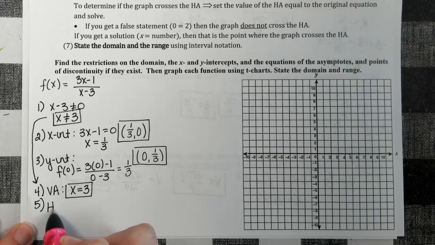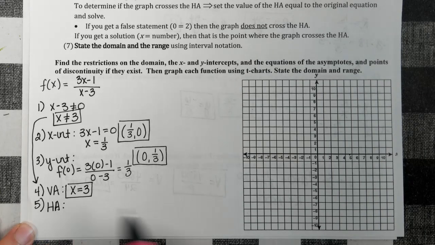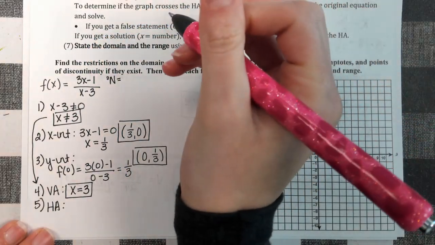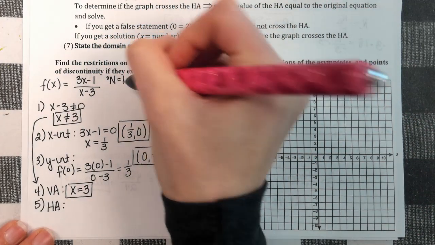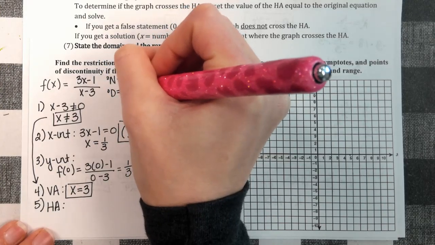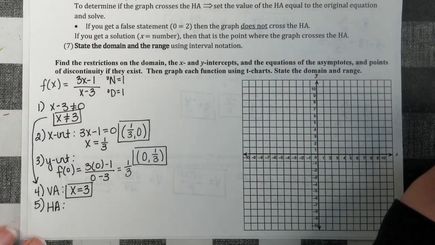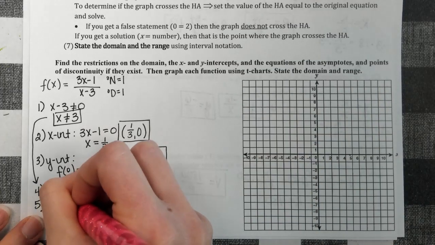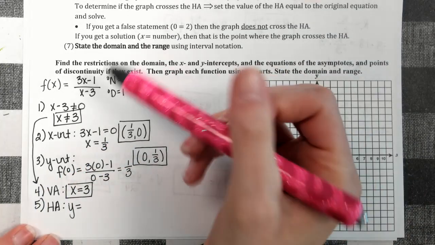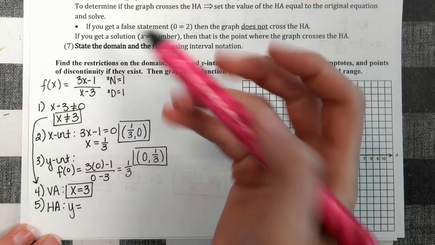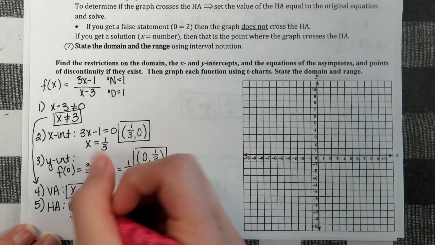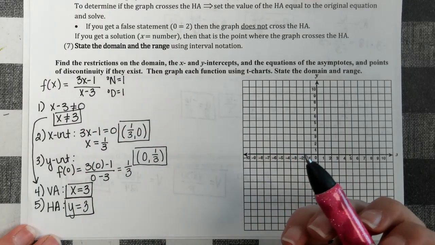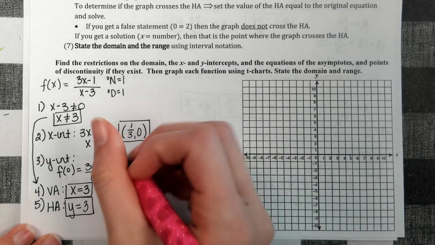Now our horizontal asymptote comes from our rules. So what is the degree of our numerator? 1. What's the degree of your denominator? They're equal, so I take the ratio of the leading coefficients. So my horizontal asymptote would be y equals what? 3. Because you are doing 3 over 1, which is 3. Okay, then you're going to check, does it cross?